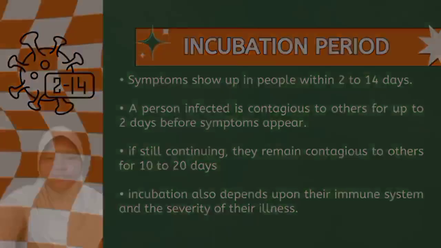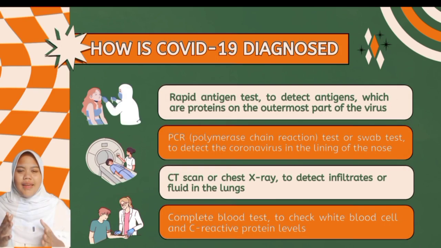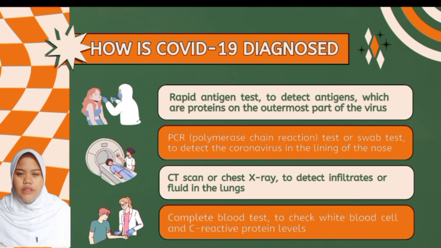Here are some ways to diagnose COVID-19. 1. Rapid antigen test to detect antigens, which are proteins on the outermost part of the virus. 2. PCR test or swab test to detect the coronavirus in the lining of the nose. 3. CT scan or chest X-ray to detect infiltrates or fluid in the lungs. 4. Complete blood test to check white blood cell and C-reactive protein levels.